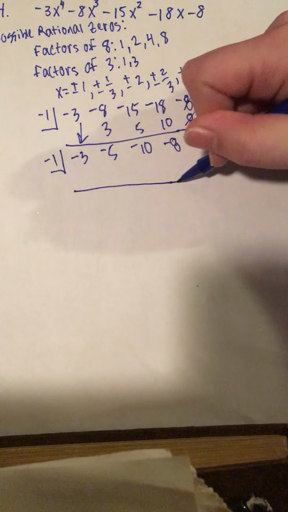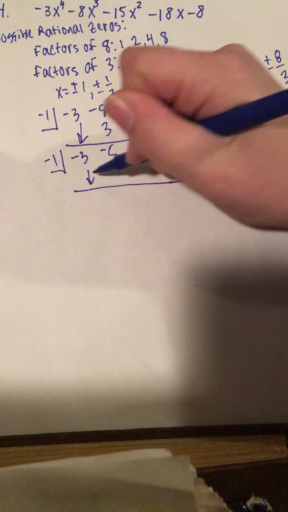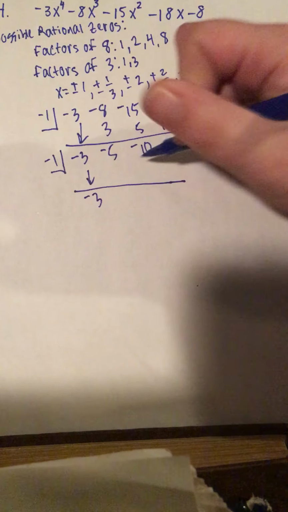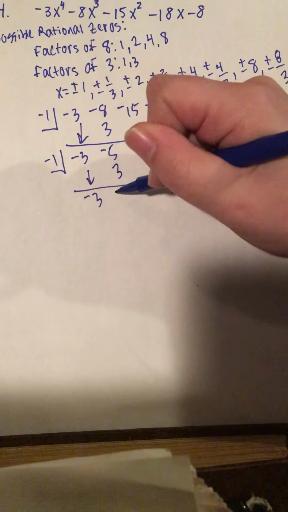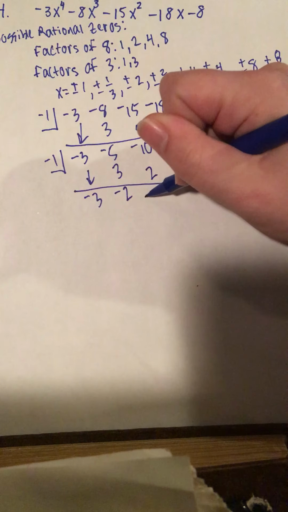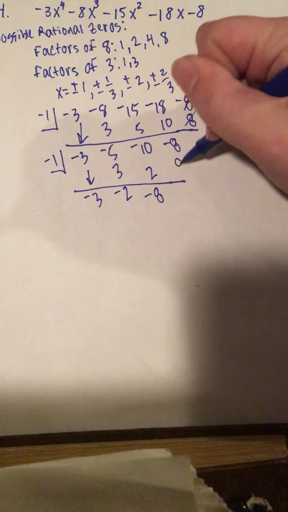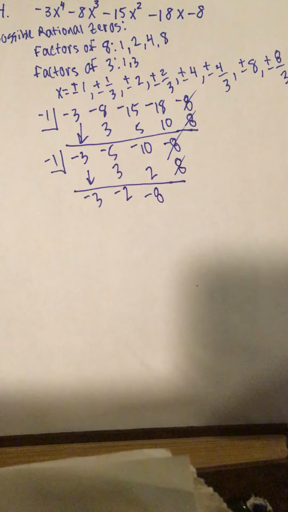All right, so remember I said we could do this twice, right? So let's do it again. Negative 1 in the box again, right where we left off. Bring down the negative 3. Multiply, you get 3. Add, you get negative 2. Multiply, you get 2. Add, you get negative 8. Multiply, you get 8. And there we go with those last two numbers canceling out.